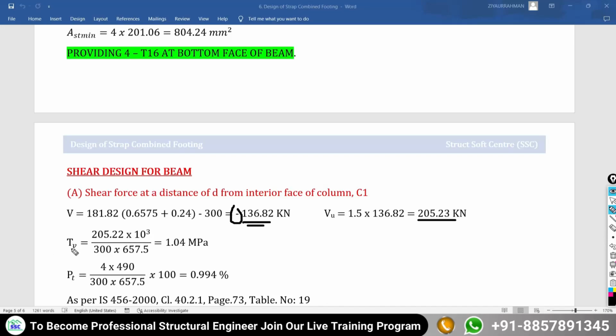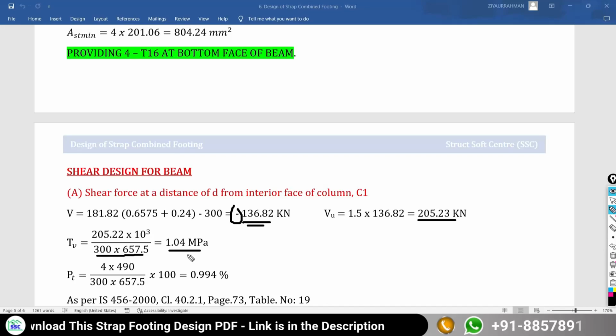Now the nominal shear stress is the shear force divided by the size of your beam. So 300 is the width and the effective depth is 657.5. So the nominal shear at that critical section is 1.04 MPa, Newton per mm square.